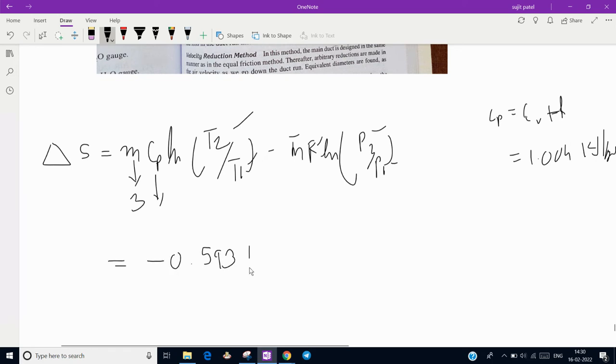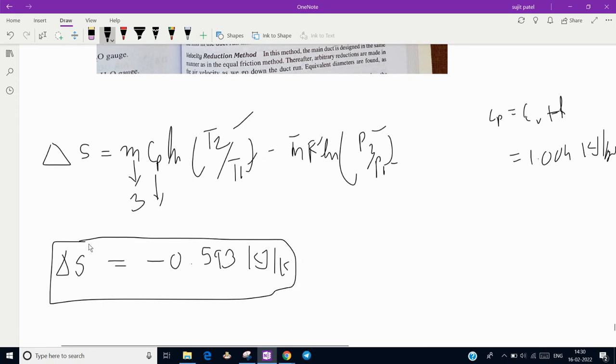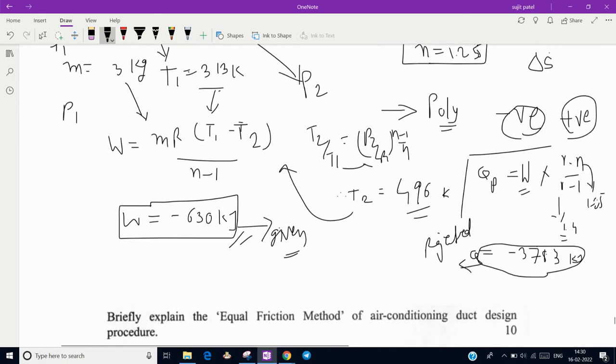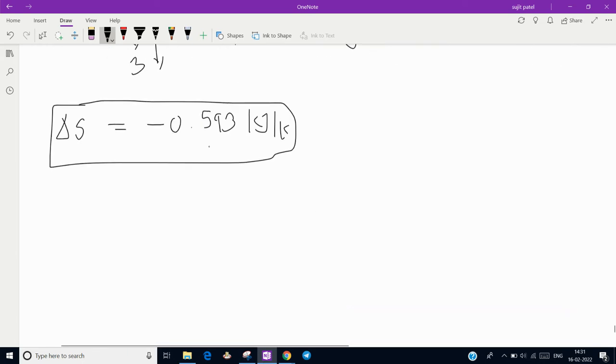0.593 kilojoule per Kelvin. Here entropy is negative, which means the entropy of this system, this piston cylinder where the compression is taking place, is decreasing. But we are rejecting this amount of heat to the atmosphere, so the atmosphere's entropy is increasing by more than this amount, and the entropy of the universe will ultimately increase. But for a polytropic process, entropy may be positive or negative. So here we are getting the answer as minus 0.593 kilojoule per Kelvin, and this is the correct answer.